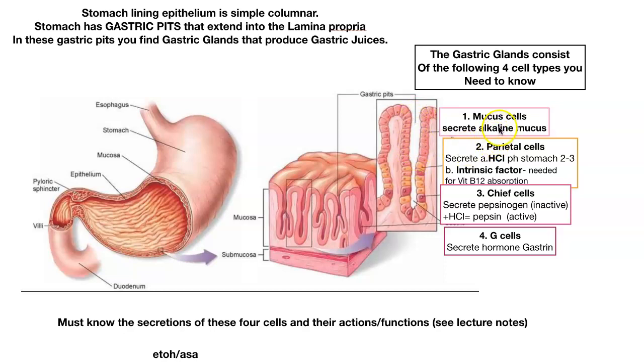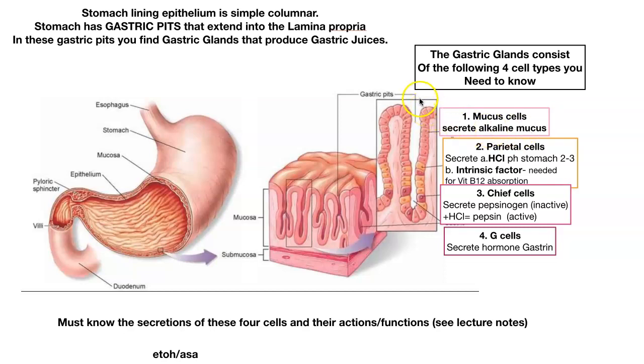The first one is the mucus cells. These mucus cells are up at the top. These are all mucus cells. They are up at the top by the surface of this stomach here. They are secreting alkaline mucus. What is alkaline? It has a pH greater than 7. Why would we want to make mucus that is alkaline?